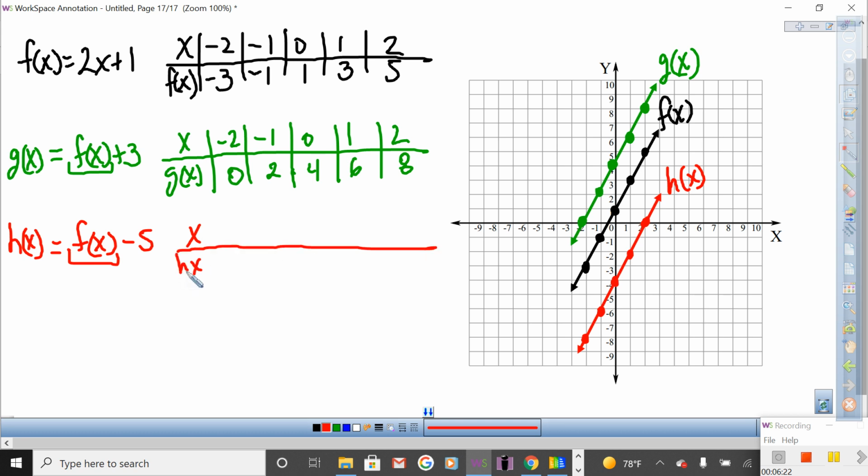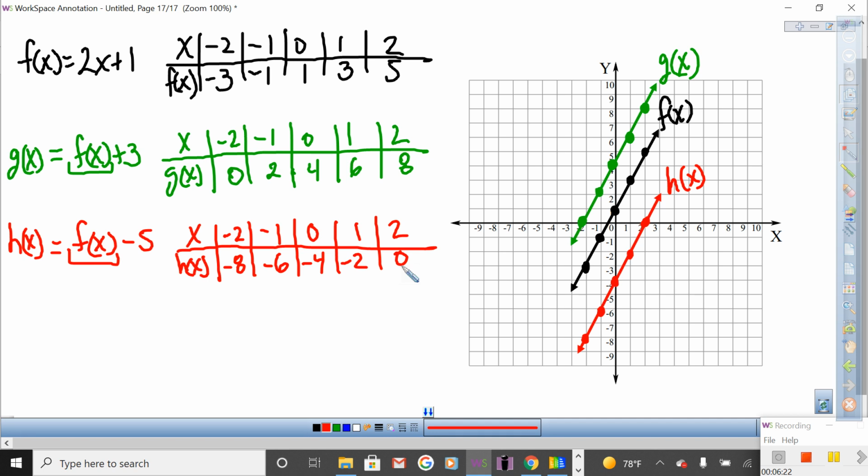H of x: -2, -1, 0, 1, 2. Let's see, at -2, what is the y value? The y value is -8. At -1, what is the y value? -6. At 0, the y value is -4, and I see a pattern. Yes? All right, from 1 to 5, how comfortable do you feel with this so far? Yeah, 5 fourths, 5 fourths, okay.